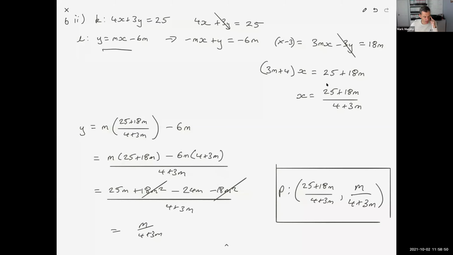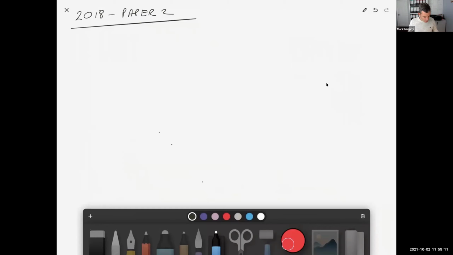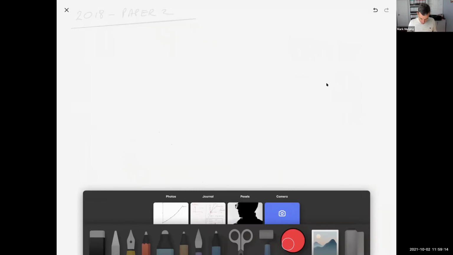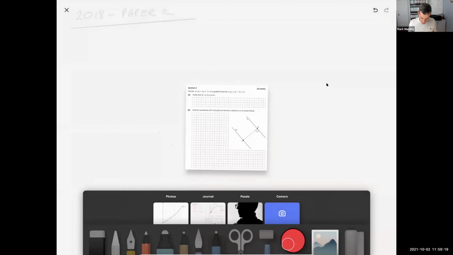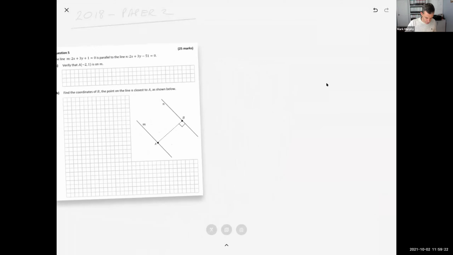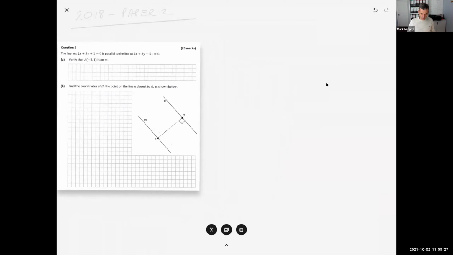The next one we're going to do now is 2018 paper 2 again. It's definitely a question where you could pick up a few points anyway, the geometry of the line. I don't know if I have this on picture. Let's see. I do. Okay, so that's that one.